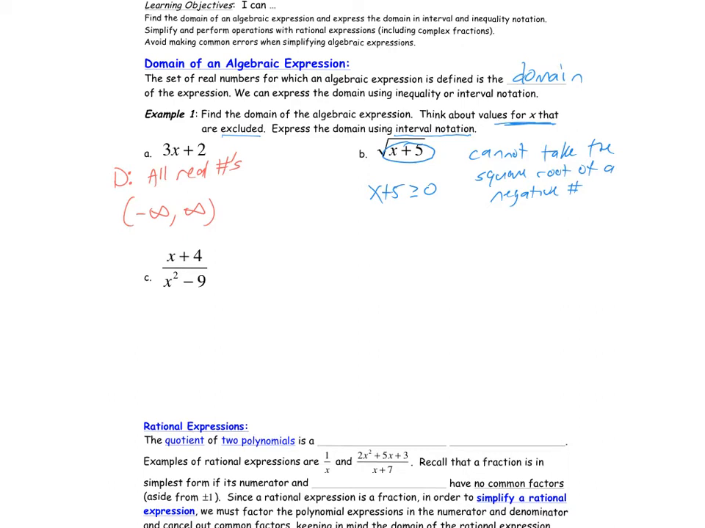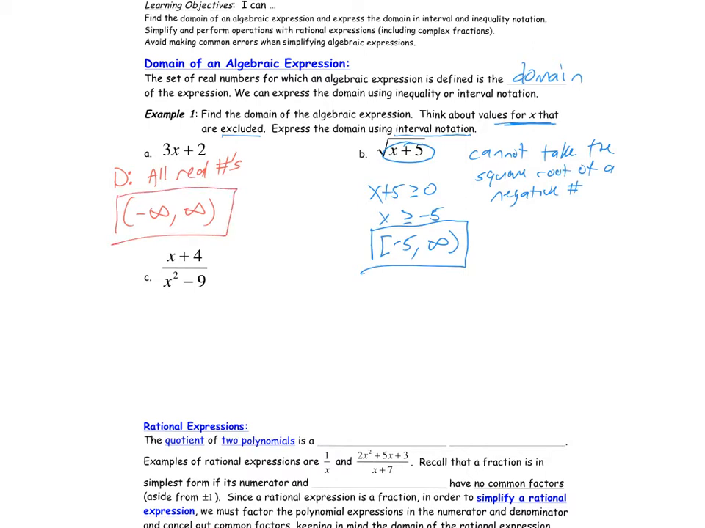Solving this, we'll subtract 5 from both sides, and we'll get x is greater than or equal to negative 5. And if we want to put that in interval notation, we're going to do bracket, negative 5, that's the smallest value, and it goes up to infinity, goes on forever, and then we'll use parentheses. Okay, so that's the domain for the second expression.